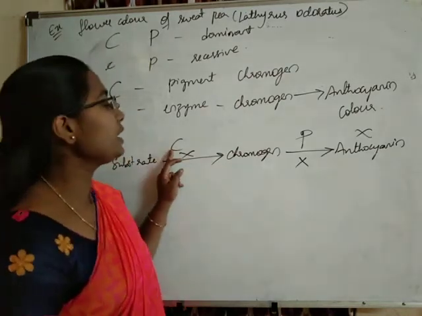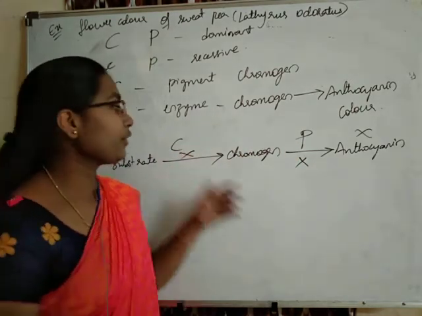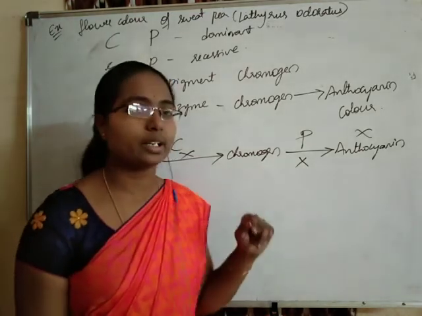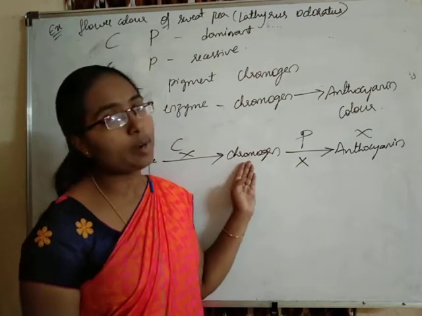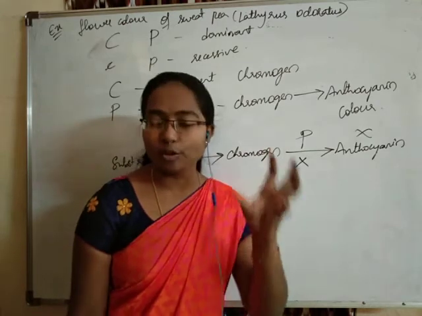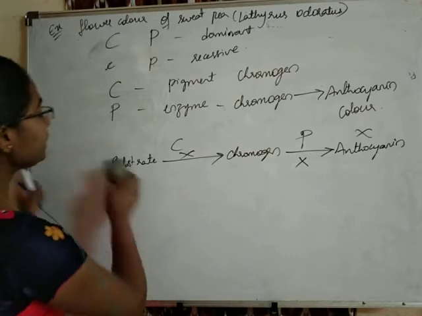Capital C and capital P both should be present to give the flower color. If capital C is not present, chromogen is not formed, so no formation of anthocyanin. If capital P allele is not present, then chromogen is formed, but still anthocyanin cannot be formed, so no color. So both of them have to be present together to give the color to the flower. Okay, let us see the example.